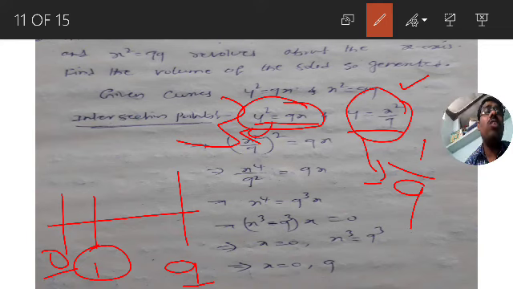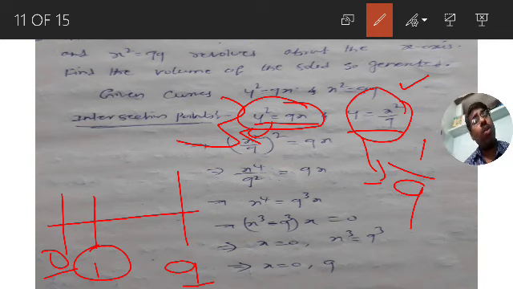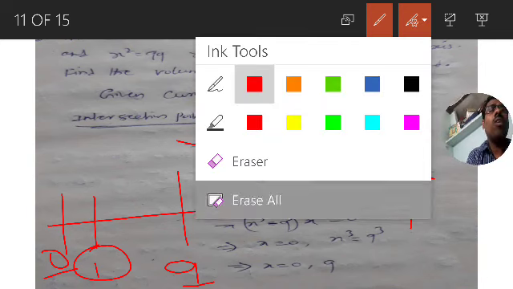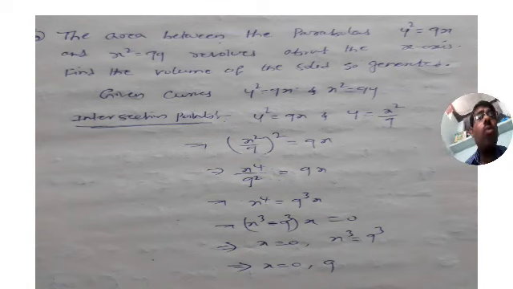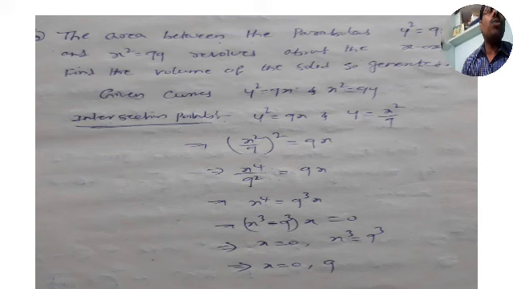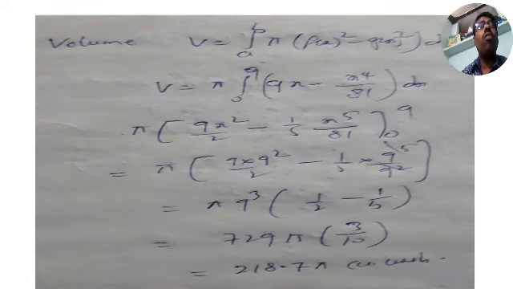Therefore y is equal to square root of 9x is an upper curve, whereas y is equal to x square by 9 is a lower curve. So that is what we got. We got the limits 0 to 9, and we got the upper curve square root of 9x and lower curve x square by 9. Now substitute in the formula so that you can find the value.